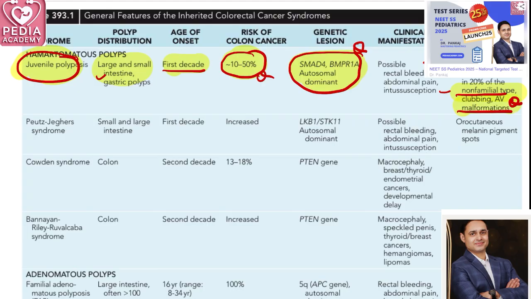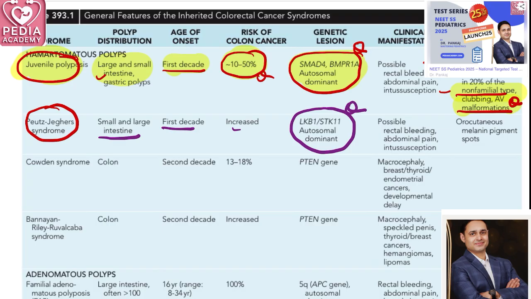Next entity is Peutz-Jeghers syndrome. It is also very important, and the classical distribution of this disease is seen in small and large intestine. Similar to juvenile polyposis, it is seen in the first decade. Obviously, cancer risk is increased. But what are the genetic lesions? LKB1, STK11 genes are involved. This is definitely PYQ. Orocutaneous melanin pigment spots are seen in Peutz-Jeghers syndrome, which is the classical hallmark of this condition.